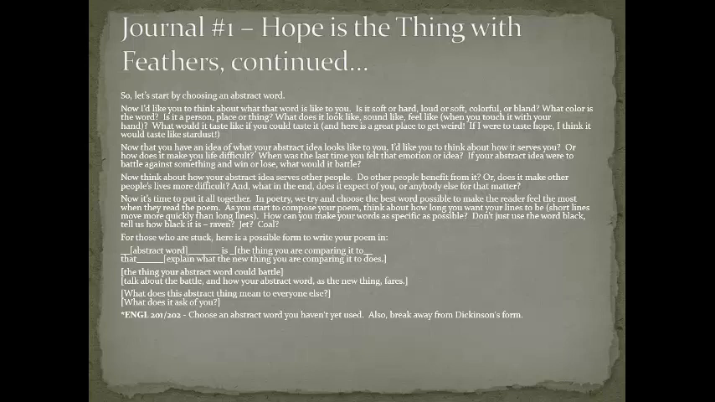Jealousy is the thing you're comparing it to, or hate is the thing you're comparing it to, and then explain what the thing you are comparing it to does. Then you say the thing your abstract word could battle, and then talk about the battle and how your abstract word as a new thing fares. And then in the last stanza, what does the abstract thing mean to everyone else, and what does it ask of you? Okay? So those of you in 201, 202, I want to see you break out of this form and really try to get weird as you can, okay?